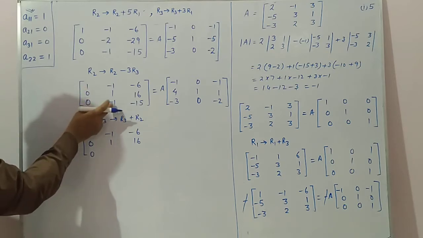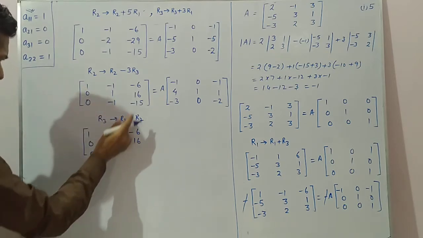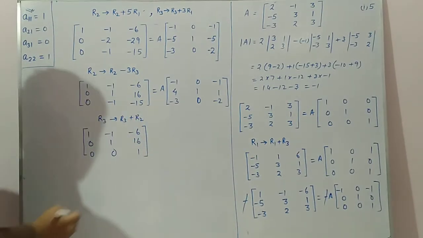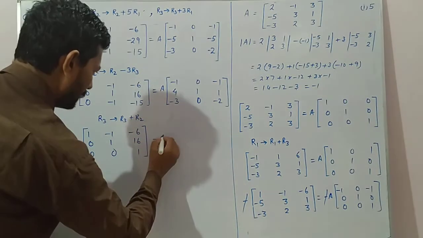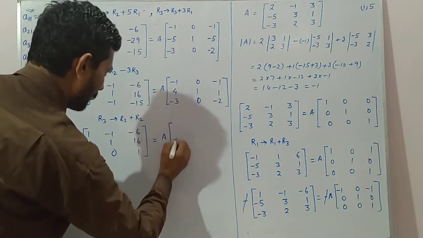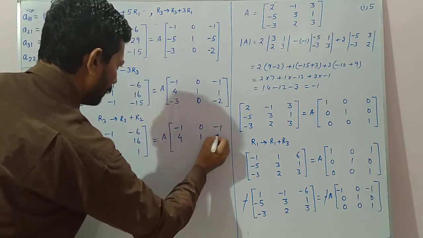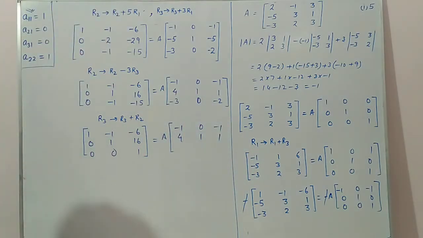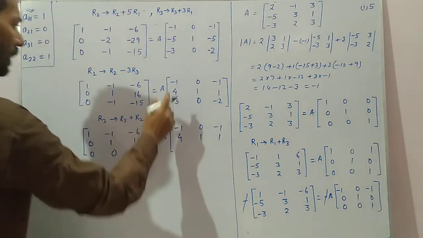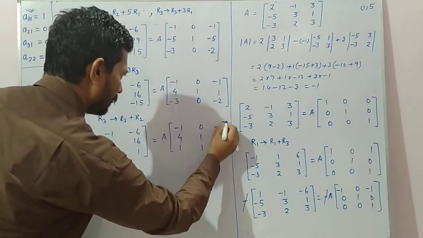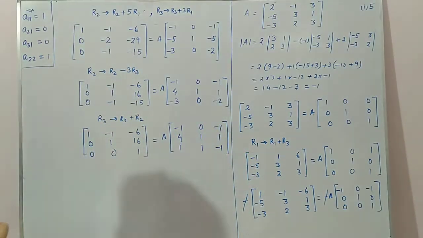R3 plus R2, this will be 0. Minus 15 plus 16, this will be 1. This one is A, minus 1, 0, minus 1, 4, 1, 1. R3 changes to R3 plus R2. So this will be 1, 1. This is minus 1. Okay.